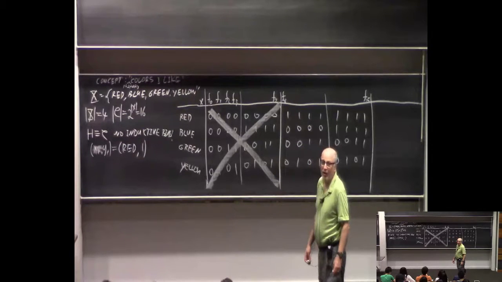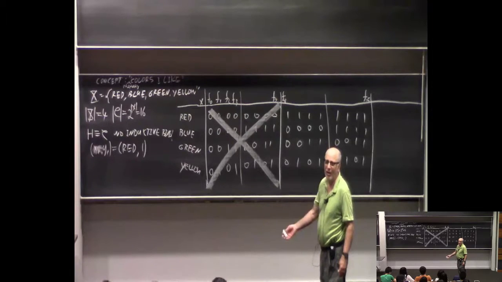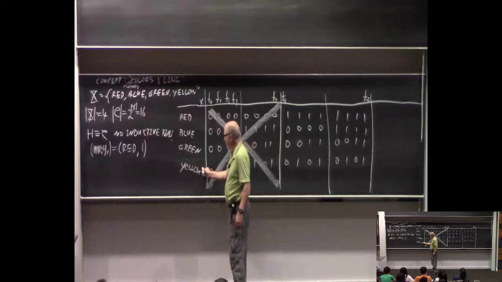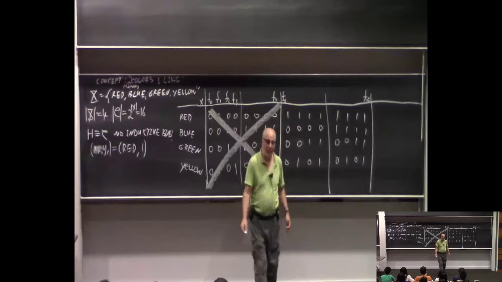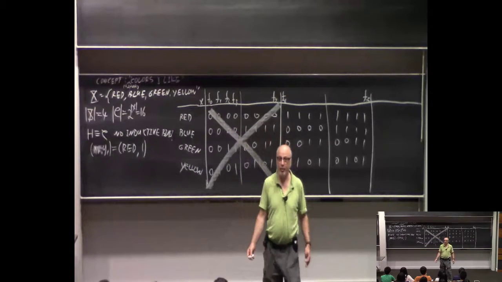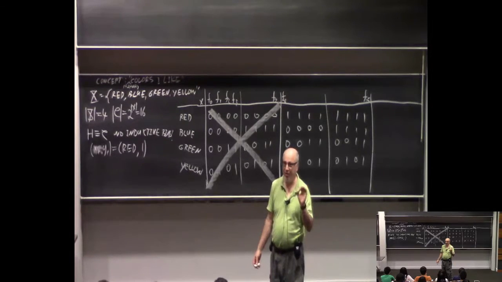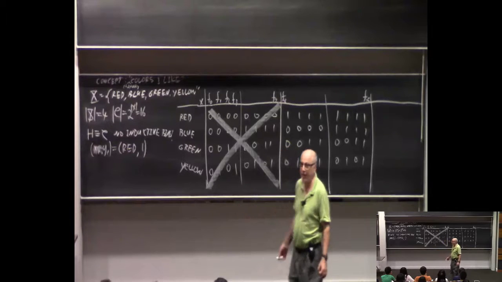We can try to learn in this space. We can try to guess, using the remaining members of the version space to vote on any of the other unseen examples. For example, how would they vote on yellow? Half and half. How would they vote on green? How would they vote on blue? How much have we learned? Nothing.